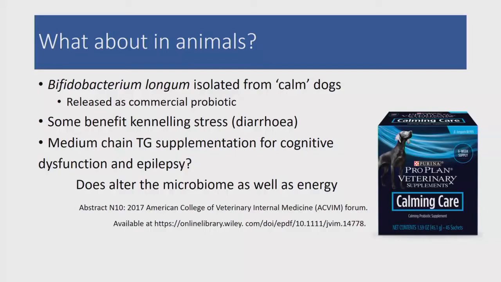We also know that some probiotics will be helpful for reducing kenneling stress, so the diarrhoea that's manifested in kennels and catteries. And we also know that supplementation of medium-chain triglycerides will improve cognitive function in dogs that are showing senility type changes, and will also reduce the incidence of seizures in epileptic dogs as well. That's been coming out in the last 1 to 2 years, mostly as abstracts, but the peer review publications are going to be coming out. And as well as providing energy, those medium chain triglycerides do alter the microbiome. So I guess the next step is actually proving that that's the mechanism by which the triglyceride supplementation actually works.